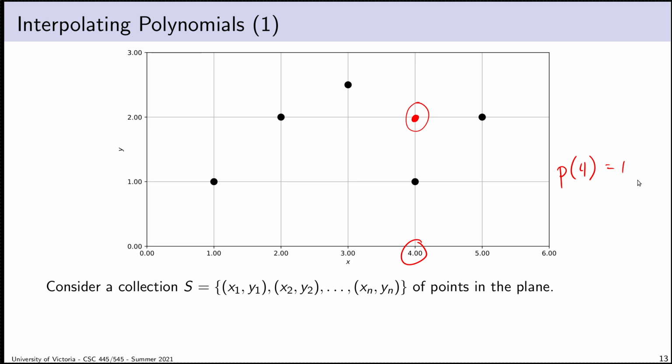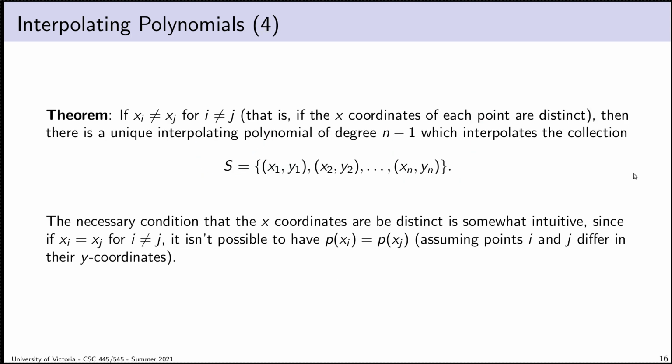And so that's why it's reasonable to assume that I'm asking for too much. If I give you 2 points with the same x-coordinate, how is the polynomial supposed to pass through both of them? So that's obviously sort of ridiculous. That's why I think it's a very reasonable and natural necessary condition.